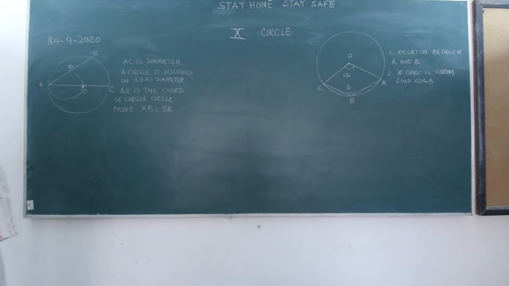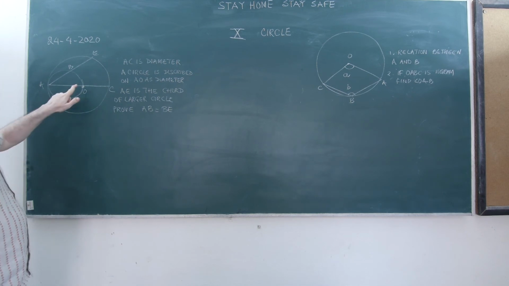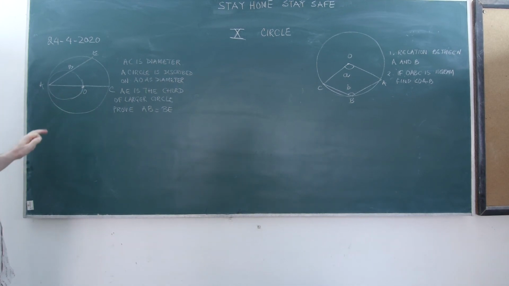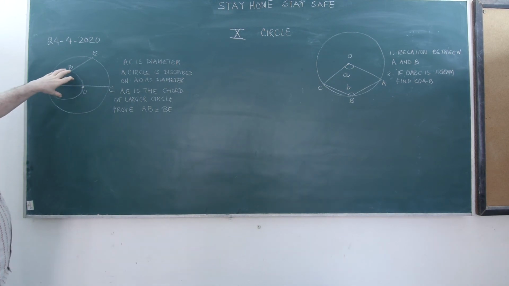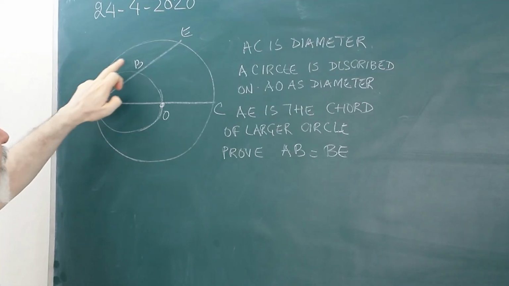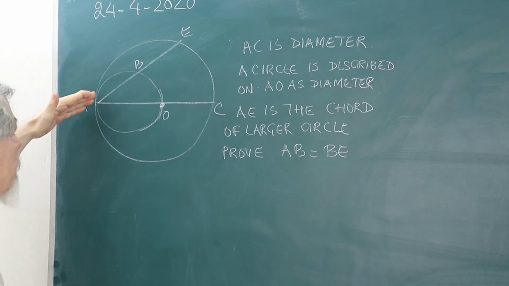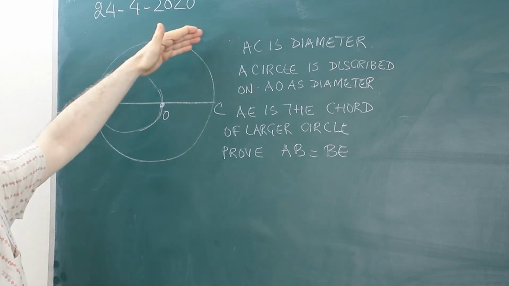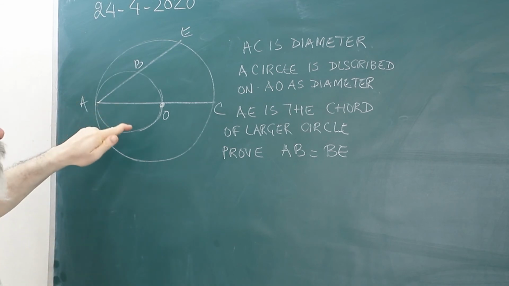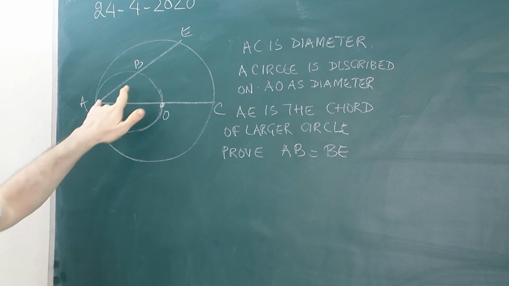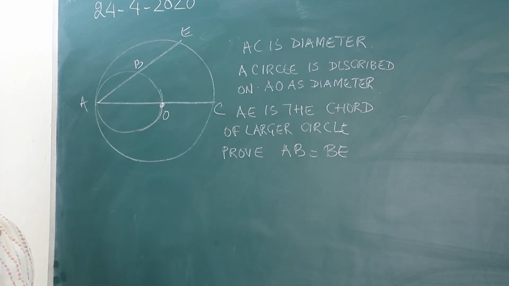Let's see in this problem, we have a circle with AC as diameter, O is the center of the circle. There is another circle drawn with AO as diameter. That means this smaller circle's diameter is equal to the radius of the bigger circle. There is a chord AE of the bigger circle, and this chord cuts the smaller circle at point B. We have to prove that AB is equal to BE.